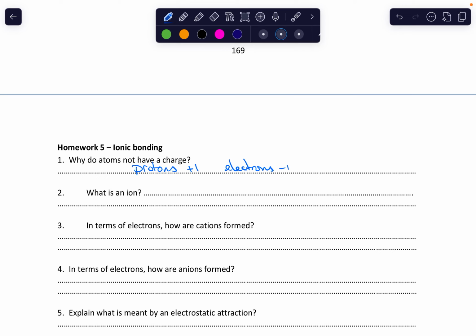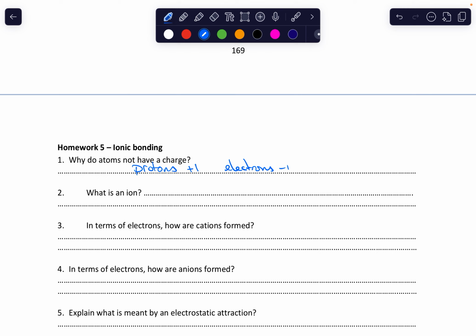So this is going to take you through and give you some pointers to help with this homework. And the first question is, why do atoms have no charge? If you remember the core knowledge that protons have a +1 charge and electrons have a -1 charge, and the number of protons and electrons is always equal to each other in an atom.